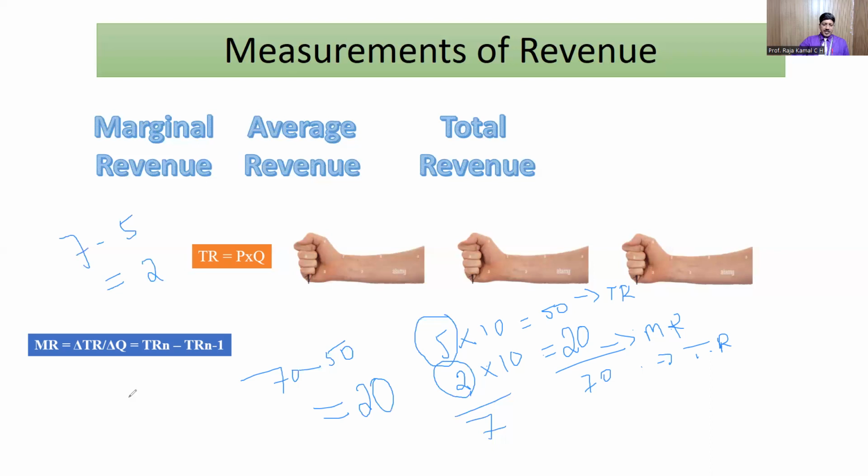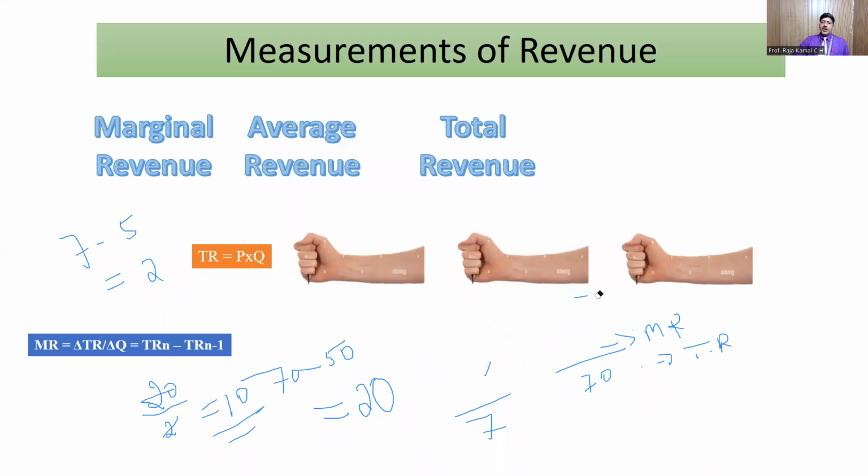Now to find the marginal revenue, you take the change in the total revenue, that is 20, divided by the change in the quantity, that is 2. It comes to 10, 2 tens are 20. Or else we can use the formula TRn minus TRn minus 1, previous value minus present value. Okay, right. So this is how to calculate marginal revenue.